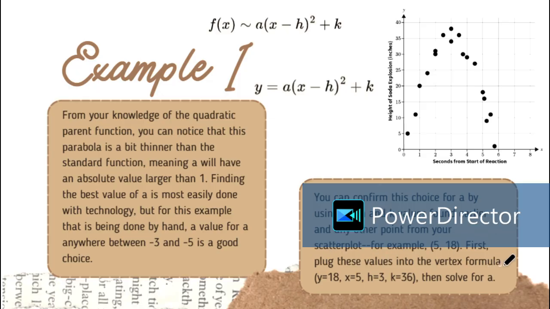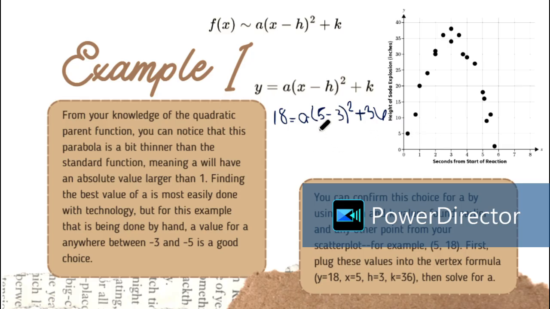So first, plug these values into the vertex formula, which is right here. So y is equal to, let's get a different color, y is equal to 18 equals a. They didn't tell us. We're verifying a. a times x is 5, h is 3, squared, plus k is 36. h and k are the vertex, and then 5 and 18 are the random point that they picked. So we're going to solve this for a now.